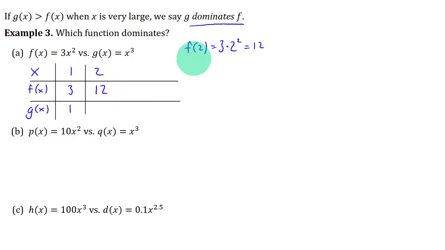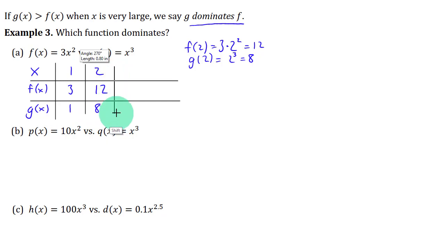G of 2 is going to be 2 to the power 3, and 2 times 2 times 2 comes out to be 8. So it looks like f of 2 is still bigger.